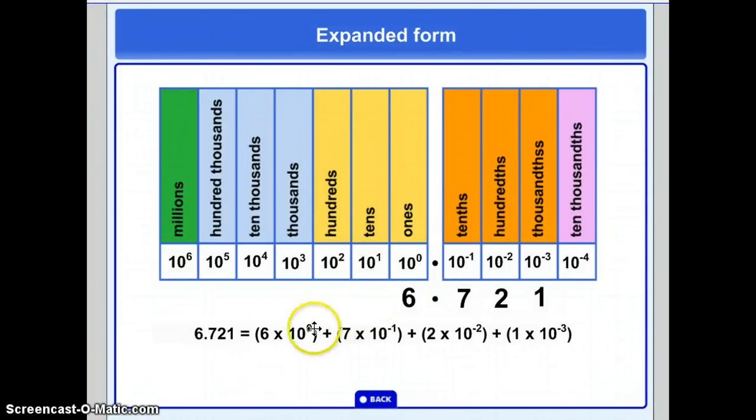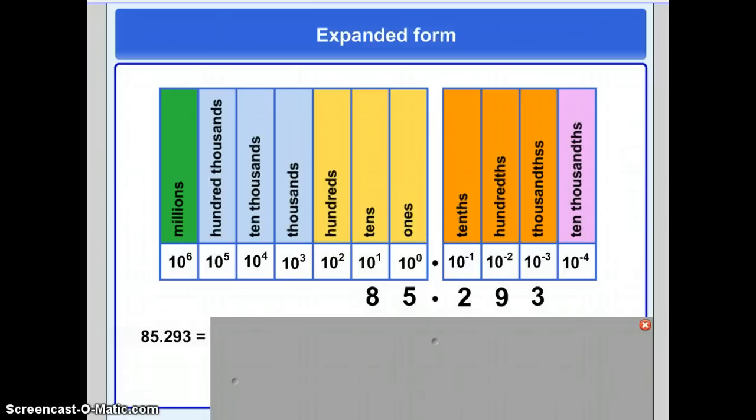here we see that we have expanded form. And when we looked at this chart earlier today in class, we know that 10 to the 0 power is the ones place. This number is read 6 and 721 thousandths. So when we multiply 6 times 10 to the 0 power, it's just like multiplying 6 times 1. 7 times 10 to the negative first power is like multiplying that 7 times 1/10, which gives us 7 tenths, and so forth and so on. All right, so let's move on to the next slide.